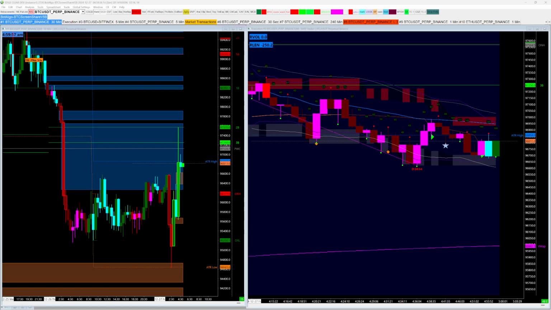Start recording. Right, okay, so let's go through every stage for Bitcoin that we look at. So firstly, the first stage, we're going to look at the 30-minute. So obviously the 30-minute chart is on the left-hand side. All the levels are there.